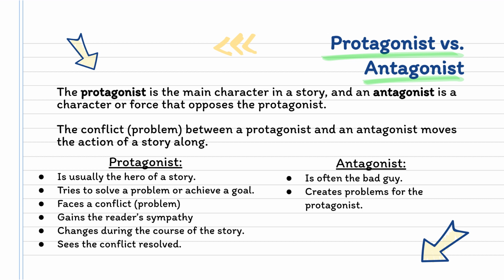Okay, so looking at protagonist and antagonist. The protagonist, like we said, was the main character of the story, and the antagonist, as we said, is the character or force that opposes the protagonist. So the conflict, remember, which is the problem, between the protagonist and the antagonist is what's going to move the action of the story along. So let's look at the protagonist first.